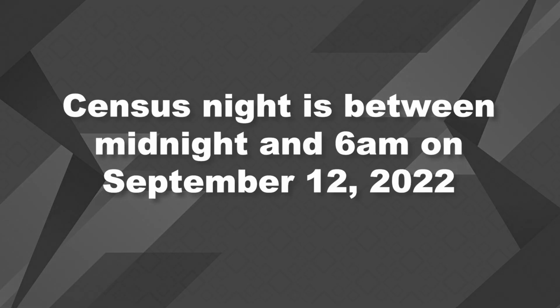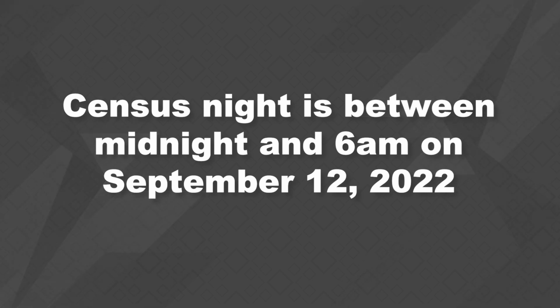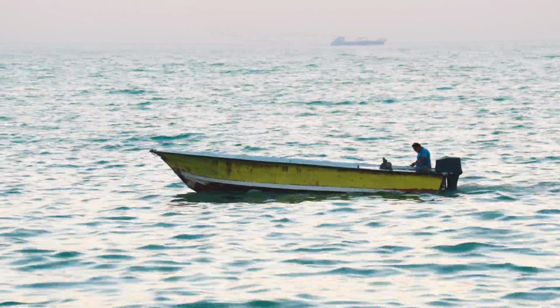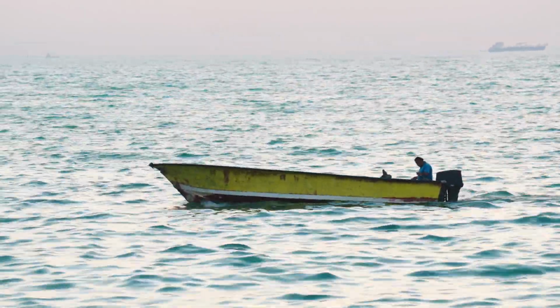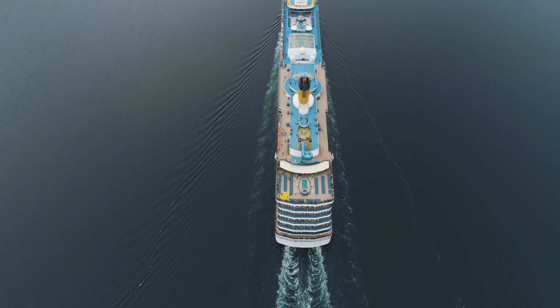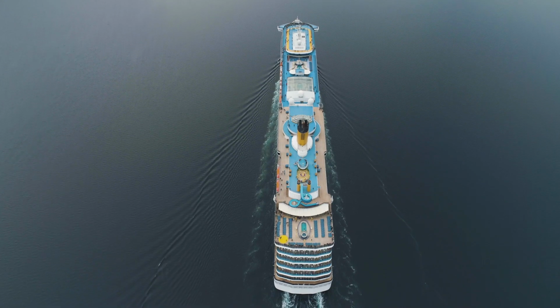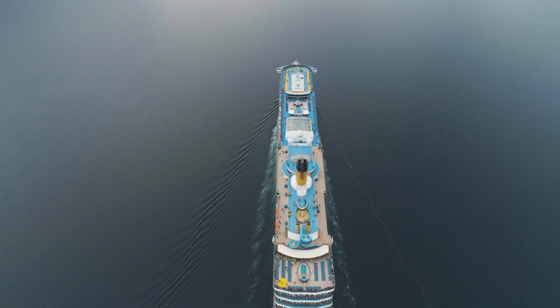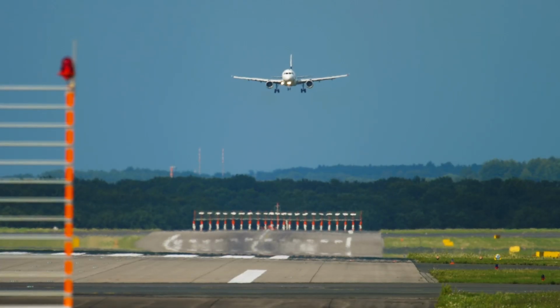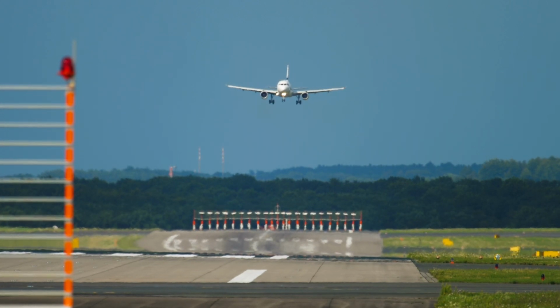Census night is between midnight and 6 a.m. on September 12, 2022. Fishermen away at sea are considered to have their usual place of residence in the dwelling where they live when ashore. Seamen or crew members on a vessel which plies between Jamaica and foreign ports are considered to reside on the vessel rather than at home. Air pilots are considered to have their usual place of residence in the household if they usually spend most of their off-duty periods in Jamaica and they live in that dwelling for most of the time.